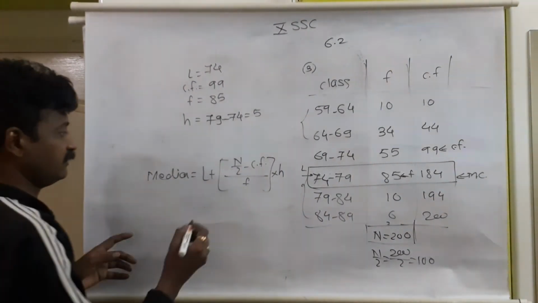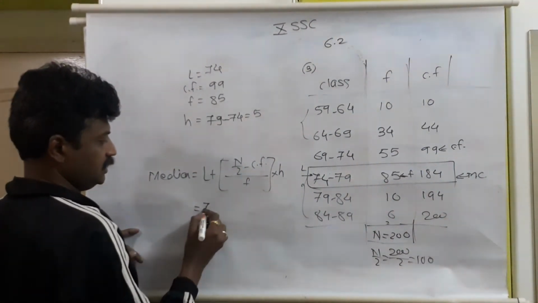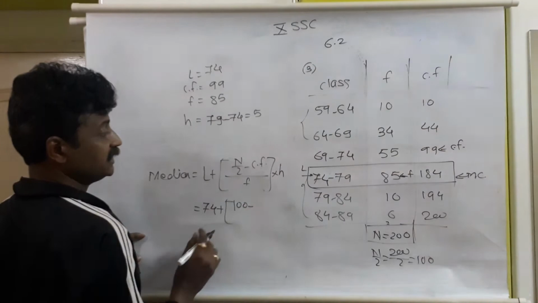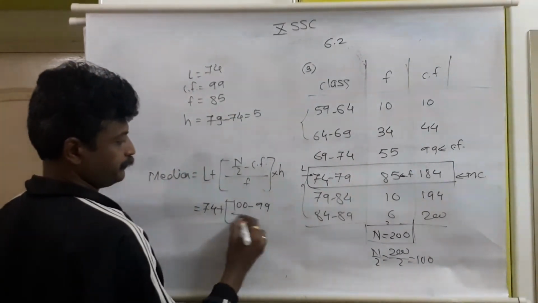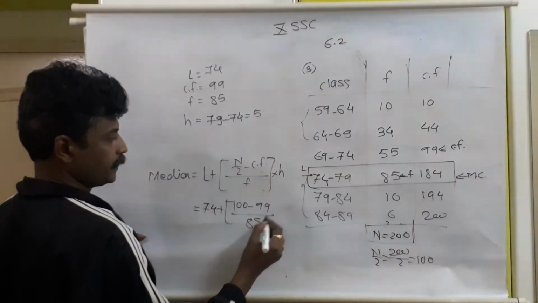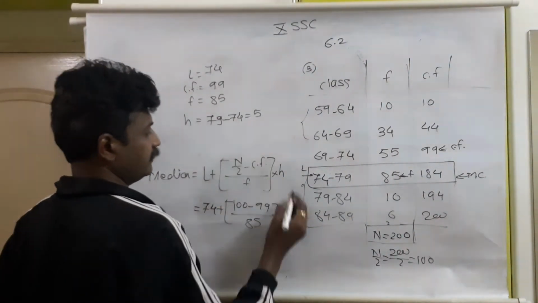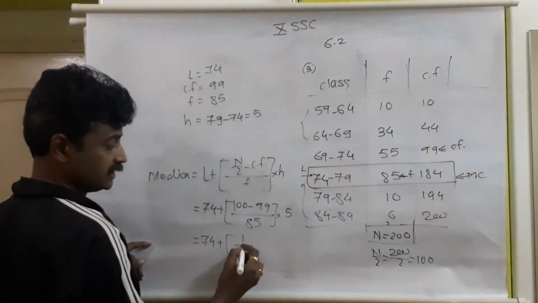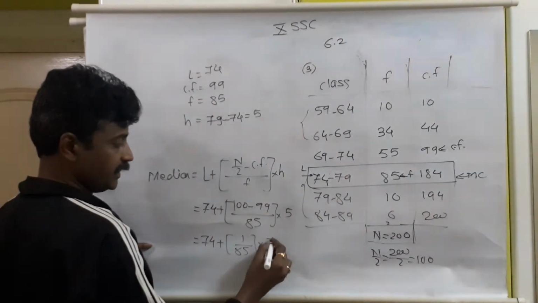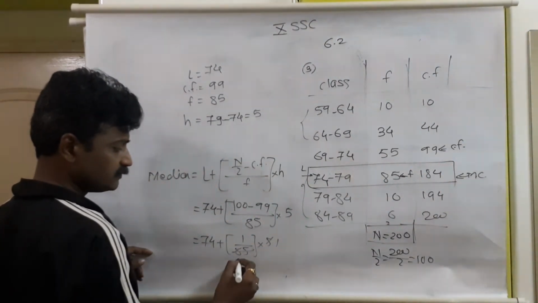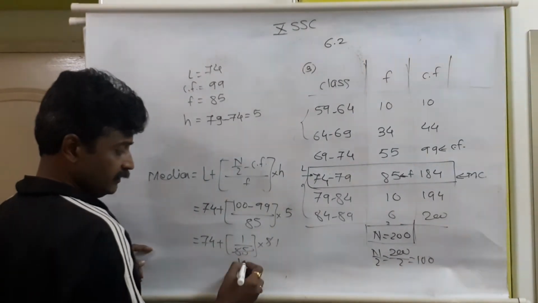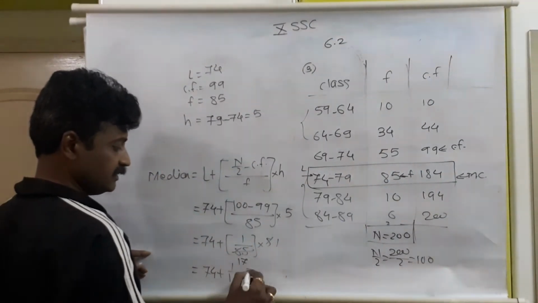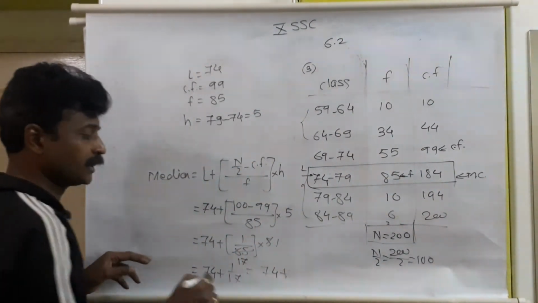Now let us substitute the values. Capital L 74 plus N by 2 value 100 minus CF value 99, upon F 85, into H, class width 5. So it will be 74 plus 100 minus 99, which is 1, 1 upon 85 into 5, which can be simplified. 5 ones are 5, remainder is 3, 5 sevens are 35. So it will be 74 plus 1 upon 17.